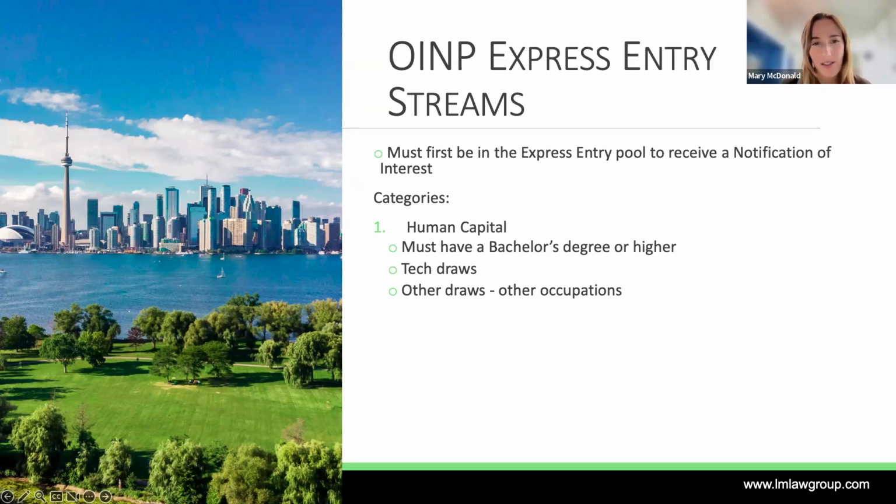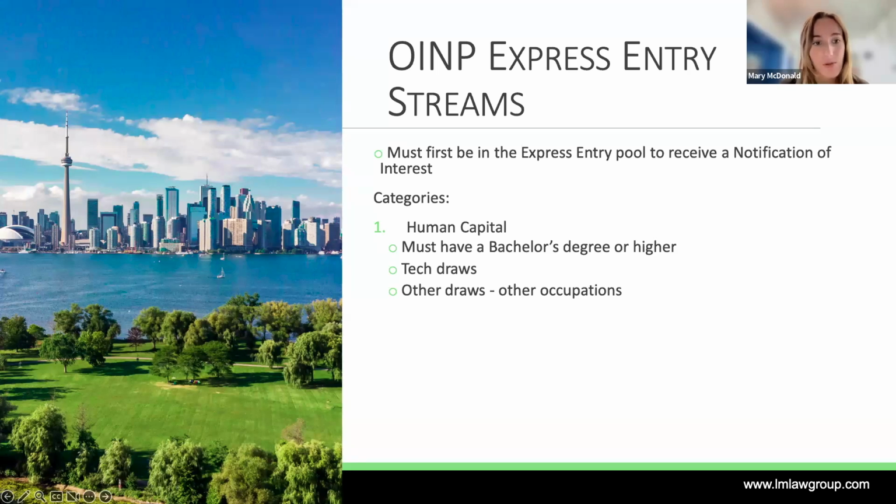And they've also specified certain candidates that they might be interested in. So in the past, this has included people in tech, people in healthcare. It can be other types of applicants. It's hard to predict which ones they'll be interested in for this stream. And that's why you just want to be in the pool. If you have your bachelor's, then you might get an invitation, or a notification of interest, through the human capital stream.